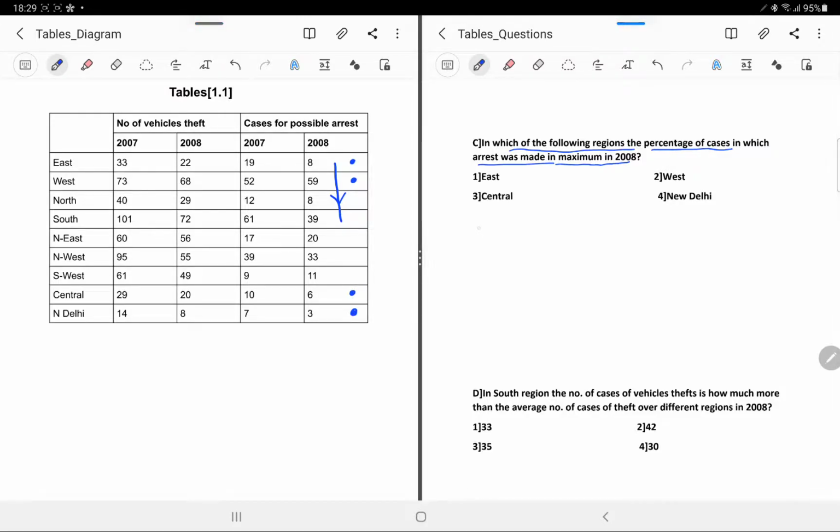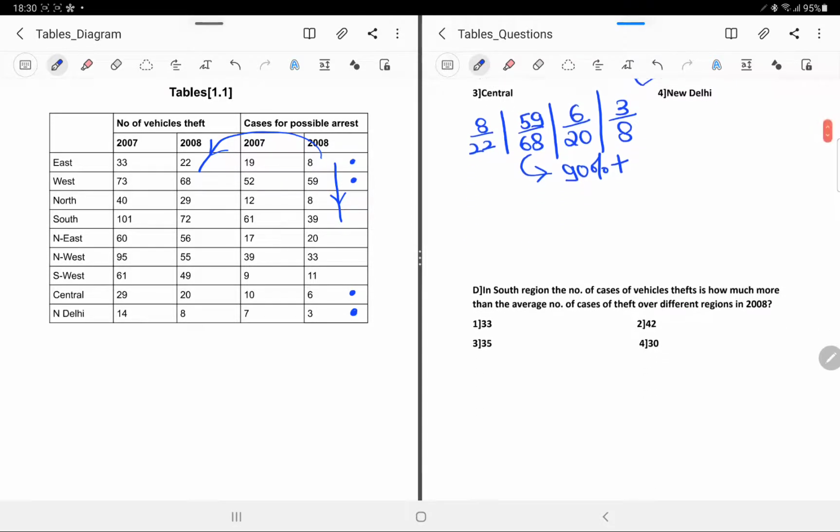Okay, so for East, it would be 8 by 22. This is the percentage of the arrests made. And for West, it would be 59 by 68. We'll convert it to percent later. Now, for Central, it would be 6 by 20. And for New Delhi, it would be 3 by 8. Without solving, you can clearly say that West is somewhere close to 90% plus. So, in which region is the arrest made maximum? Obviously, it is the West. And you can straight away mark the answer for that.